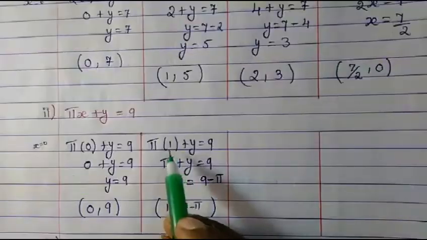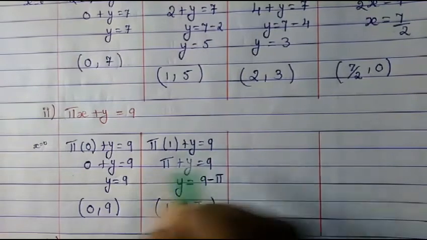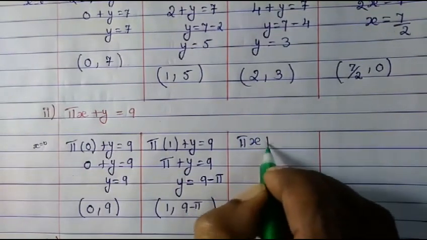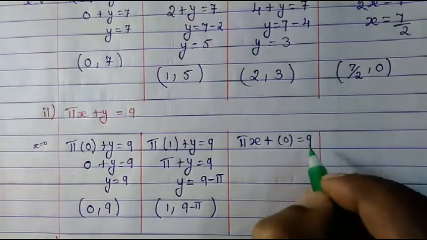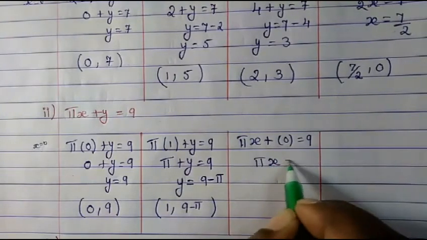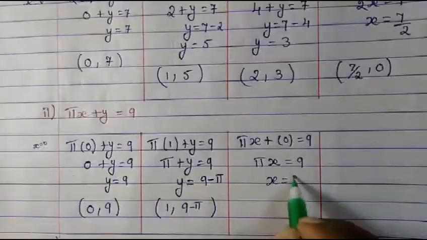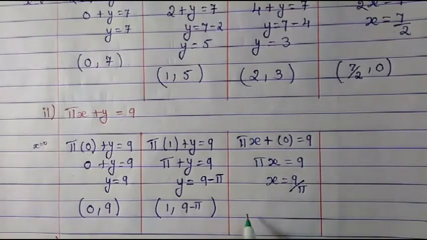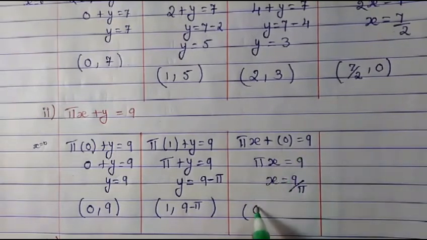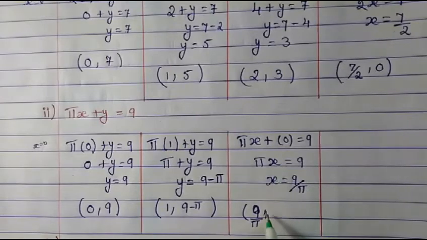So now I can give y. Let me write now. I'll write down this pi x as it is, plus y value I am giving 0, equal to 9. So then I'll get pi x equal to 9. Then x value I'll get: here it is multiplication, when it comes here it will become division. So my third solution will be, y I have taken 0, and first you always have to write the x value. So x is 9 upon pi, then comma, then y value is 0. So this is my third solution.